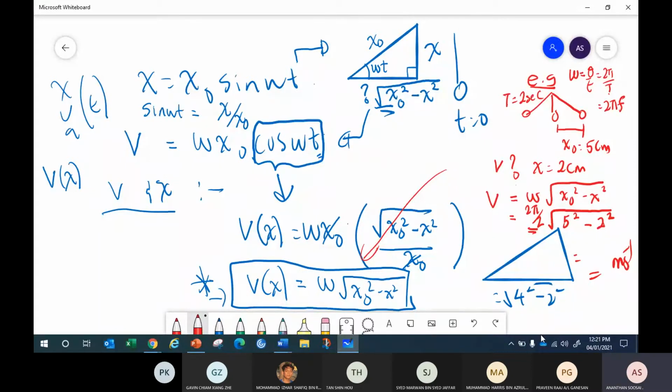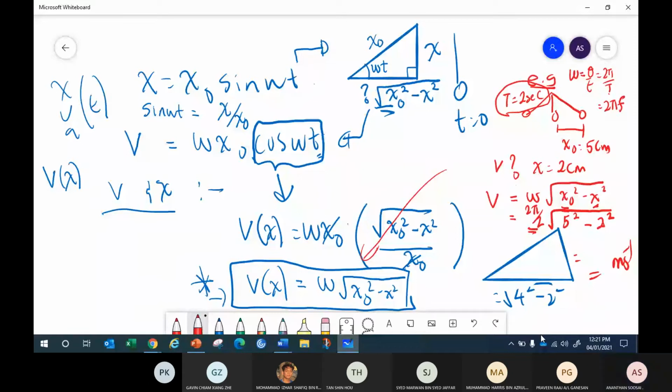No questions. So what did you learn so far? You learn to find velocity at any given displacement. The formula is Vx equals omega root of x naught squared minus x squared. To find the velocity at a given displacement, they must tell you the period, just for the sake of finding the omega. They must tell you the amplitude, x naught must be given. And of course the x, they must tell which displacement you want the velocity.